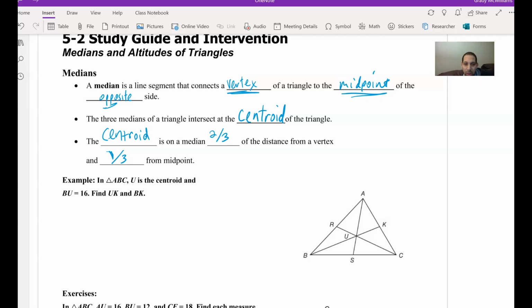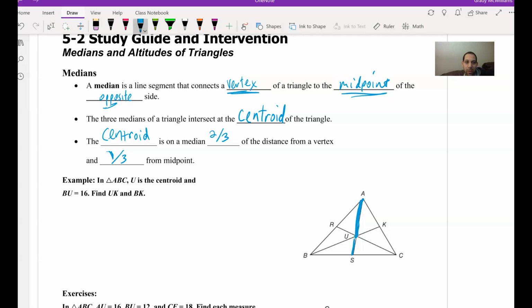So the centroid is that point where they all intersect. In this picture right here, this is the centroid. U is the centroid in this triangle. Okay, you see where all the medians intersect? This median, and this median. They all intersect at the centroid U. It also happens to be 2/3 from the vertex right there. This is 2/3, and this is only 1/3 from the midpoint. And that's true on all of these.